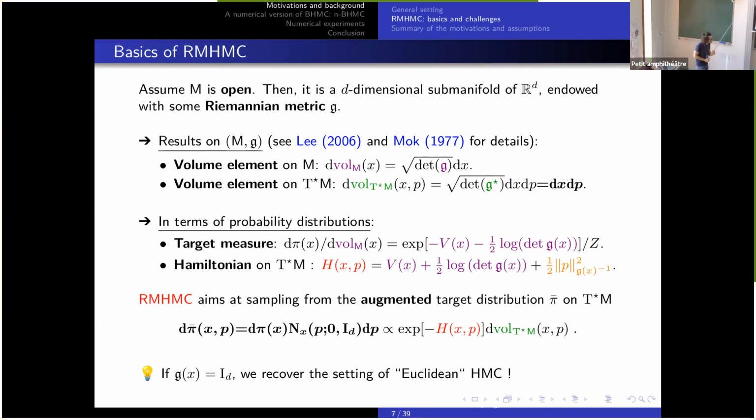So now the goal, if you want to extend HMC in this case, is to have an MCMC algorithm which aims to sample from this target distribution.